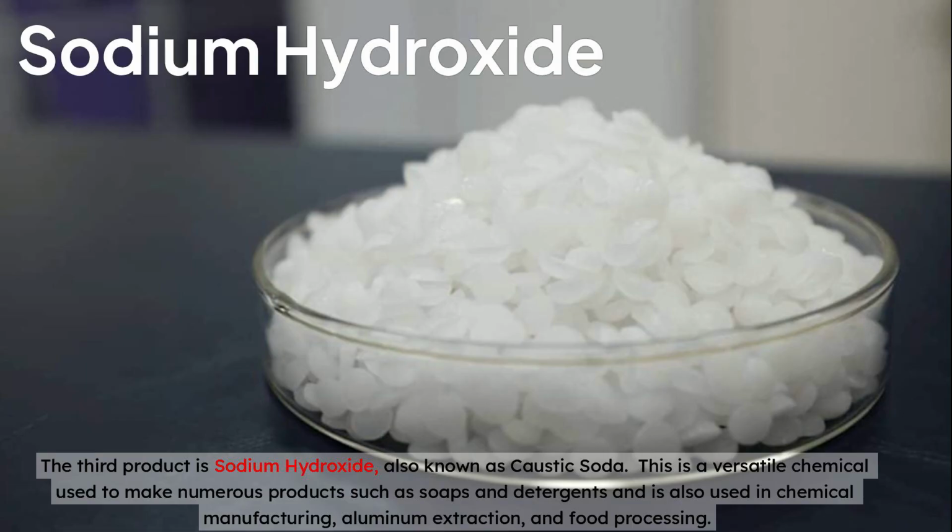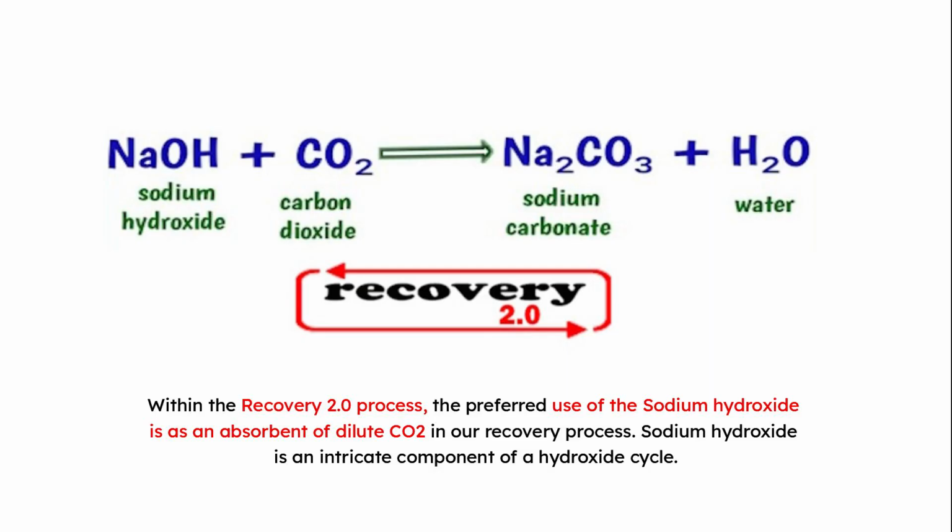The third product is sodium hydroxide, also known as caustic soda. This is a versatile chemical used to make numerous products such as soaps and detergents, and is also used in chemical manufacturing, aluminum extraction, and food processing. Within the Recovery 2.0 process, the preferred use of the sodium hydroxide is as an absorbent of dilute CO2 in our recovery process. Sodium hydroxide is an intricate component of a hydroxide cycle.